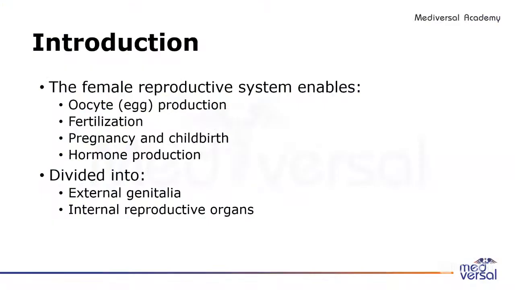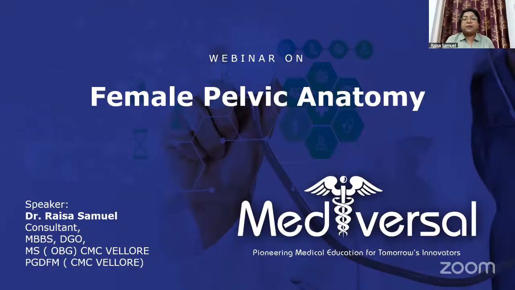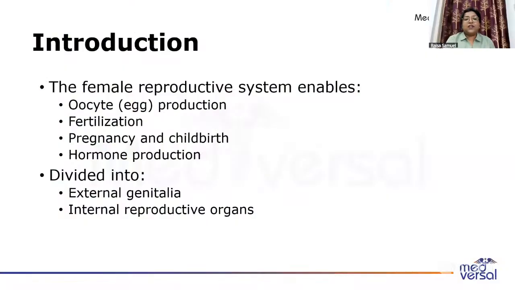Okay. So today's webinar is on female pelvic anatomy. It's a very comprehensive topic and it's mainly theory. So we have the female reproductive system, whose main functions are to produce the egg, that is the oocyte production, fertilization, pregnancy and childbirth, and hormone production. Mainly they are divided into the external genitalia and the internal reproductive organs.